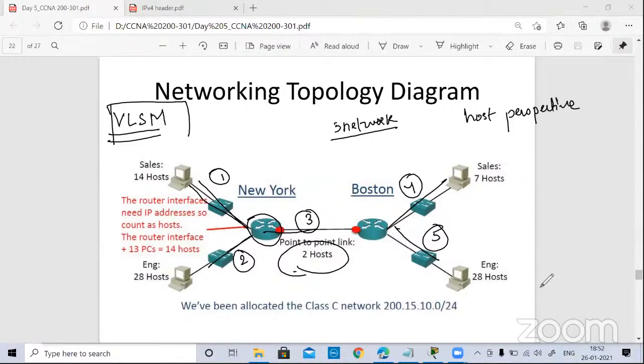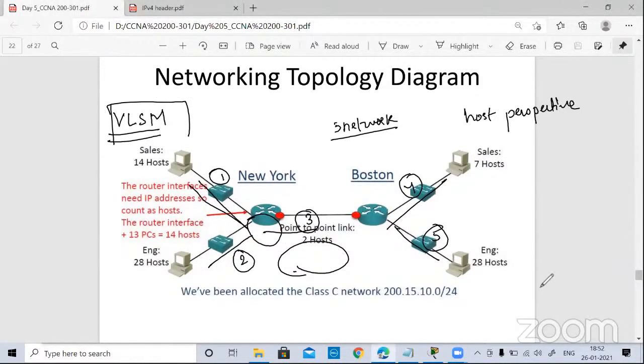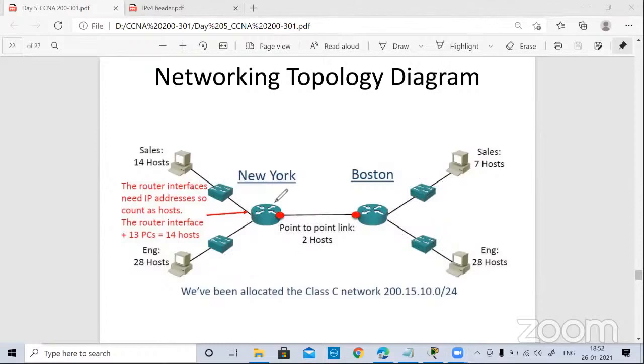We have been given an IP of 200.15.10.0/24. So let's start, guys. We will use /27, where we will use /27. We have 2 cities here, 2 states here. So which part should I give /27?